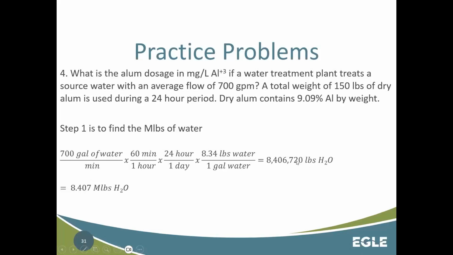We like to be working in millions of pounds. So basically, there are 6 decimal places in a million. So you're going to end up going 1, 2, 3, 4, 5, 6. And that's going to give you 8.407 million pounds of water. That's going to be more useful for us in the next steps.